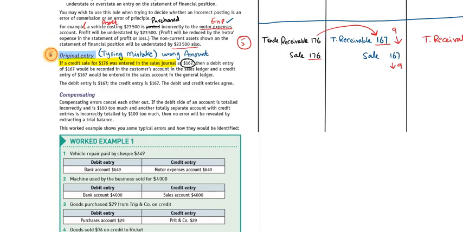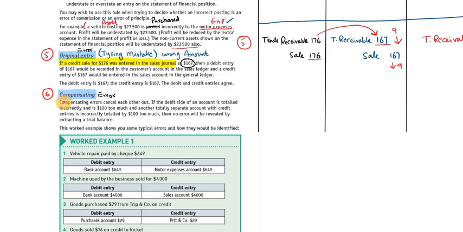So the last error is left. That is the error of compensation. That is error number 6, the last error. And this is the compensating error. What does it mean? Compensating error normally occurs when two or more errors cancel each other out.